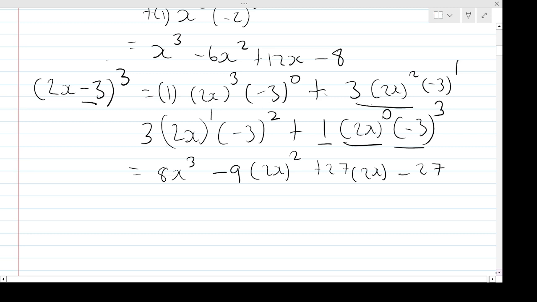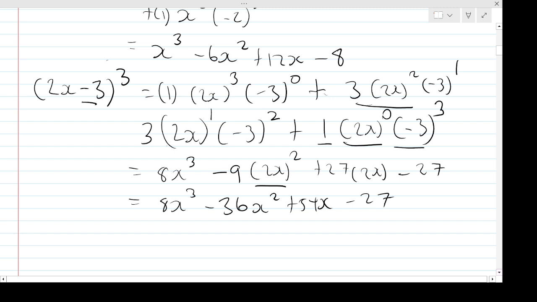And so if we were just to quickly expand these last two brackets here, well, 8x cubed and minus 9 times 2x all squared. 2 squared is 4, so 4 times minus 9 is minus 36, and that'd be x squared. Then we have 27 times 2, which should be 54. So we get 54 lots of x, and minus 27, and there we are. Okay, so expanded it there.